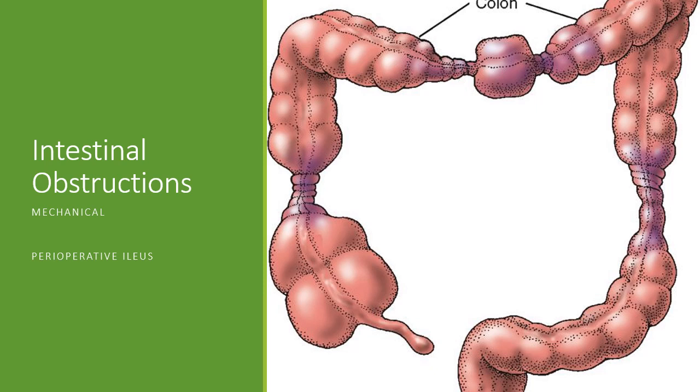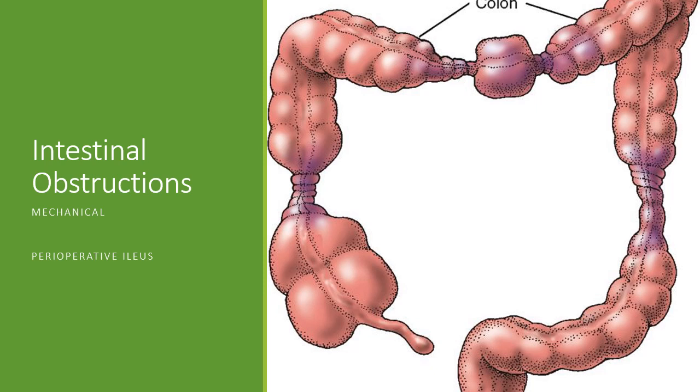They also can be what we refer to as non-mechanical, where we talk about that being our ileus. So we can get that as a perioperative ileus. We can get that from peritonitis and just kind of inflammation of the gut. And then we can also get it from hypokalemia. Common findings of all intestinal obstructions include abdominal pain, distension, and constipation.